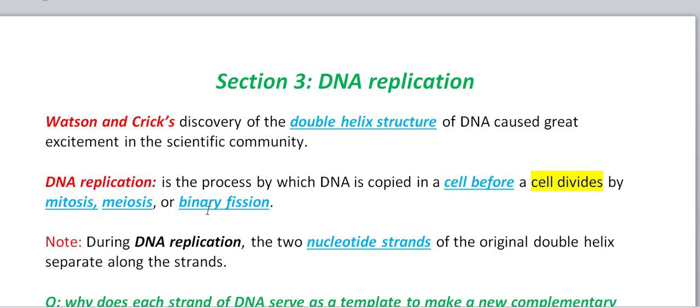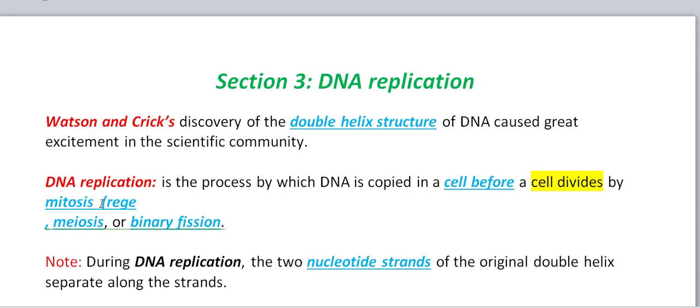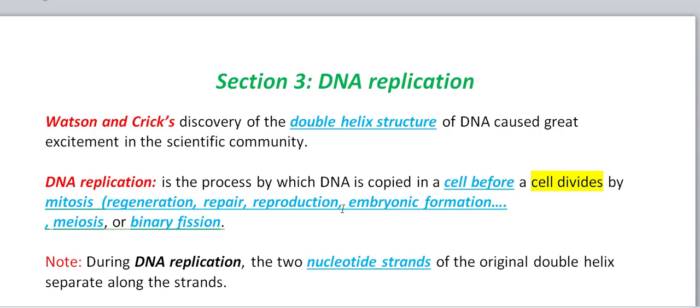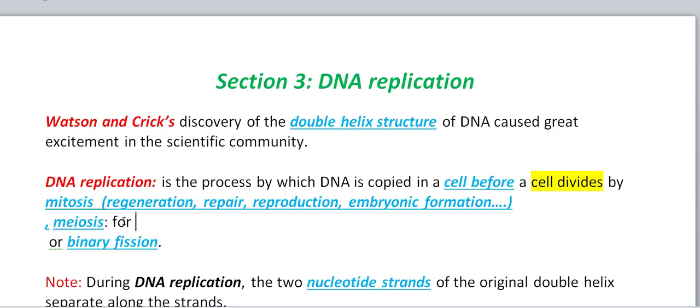One of them is mitosis. The aim of mitosis is for regeneration, repair and reproduction, embryonic formation, and so on. But meiosis, the aim of meiosis is for what? For gamete formation. The aim of meiosis is gamete formation.